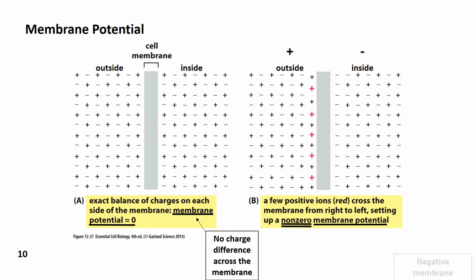Indeed, the outside of the cell is positive relative to the inside. Because we consider our world relative to the inside of the cell, we say that there is a negative membrane potential. There is more positive outside, more negative inside.